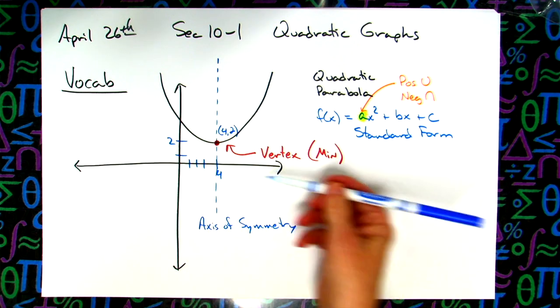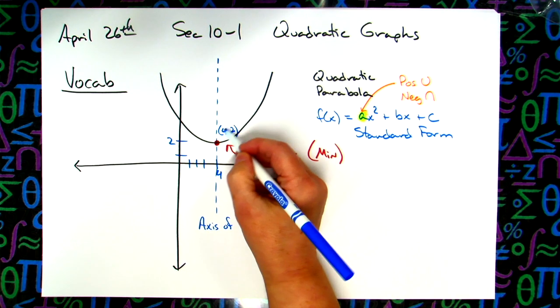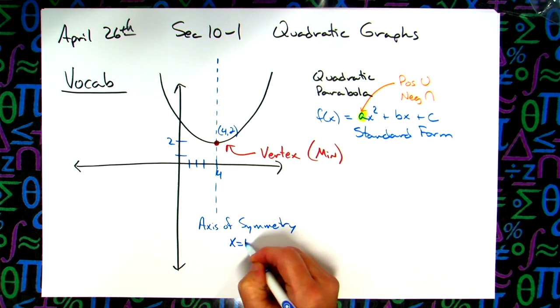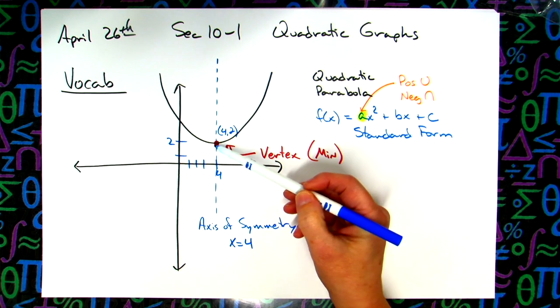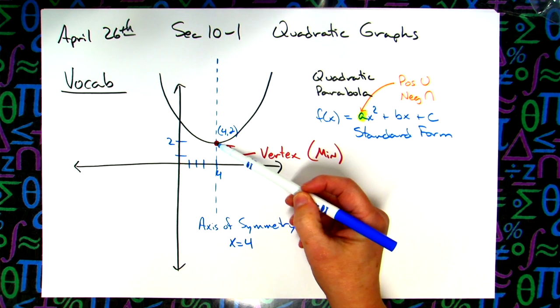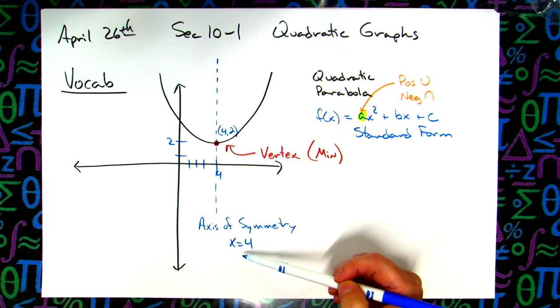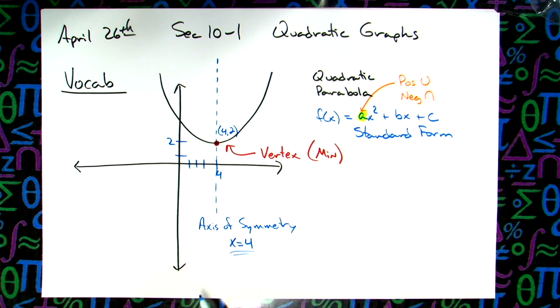Up and down lines go through the x-axis, and they go through the x-axis at 4. So x equals 4 is the axis of symmetry. Whatever the x-coordinate of the point of the vertex is, that's the equation, and that's how you write it: x equals 4. Okay, so you've got to be able to identify the axis of symmetry. It should go on every graph. Every time you graph, you should put that axis of symmetry on there and then label the equation x equals 4.